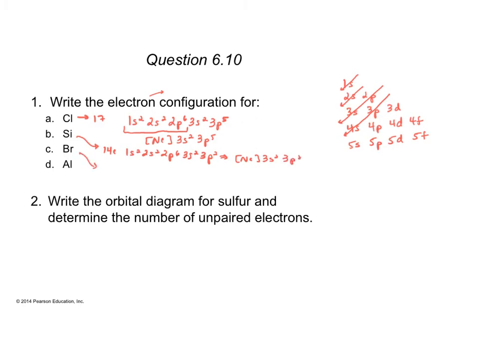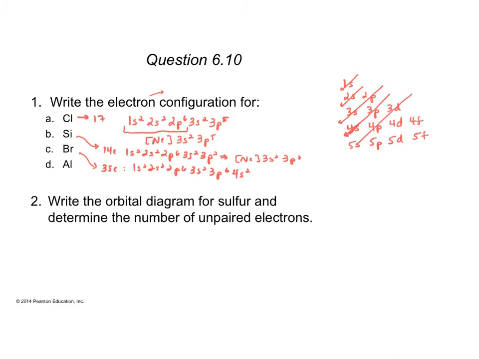Okay, bromine's a little bit bigger. It's got 35 electrons. So again, same thing, 1s2, 2s2, 2p6, 3s2, 3p6. That is the filling of the third shell, the third principal quantum number. Then we move on to the fourth. So we've got 4s2.